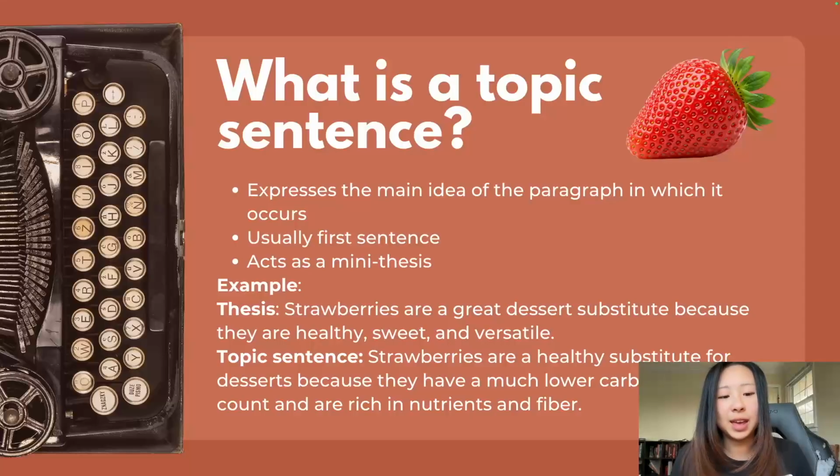So one example of that is, if your thesis is strawberries are a great dessert substitute because they are healthy, sweet, and versatile, then your topic sentence for your first body paragraph could look like, strawberries are healthy to substitute for desserts because they have a much lower carbohydrate count and are rich in nutrients and fiber. So I want you guys to notice how the first reason of your thesis was that they're healthy, and then you're exploring that first reason in your topic sentence. So you're expanding on your thesis.